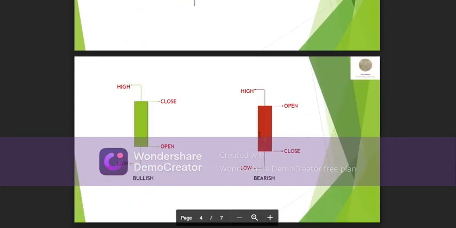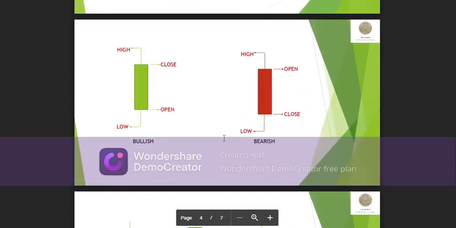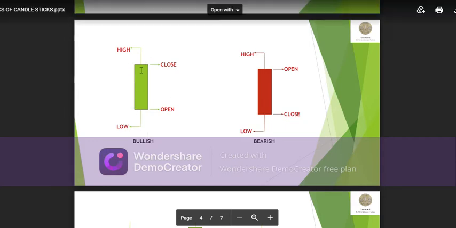Next we go and understand the different types of candlesticks. Mostly, candlesticks can be classified as bullish and bearish candlesticks. On the left-hand side of my chart, you can see the bullish candle, and I colored it green. When I say bullish, the price of a stock opens at a lower value and closes at a higher value.